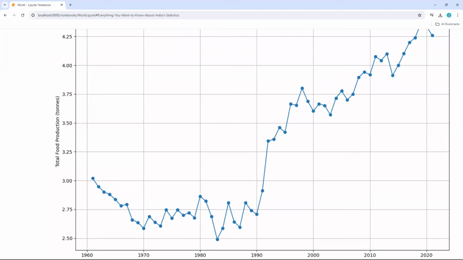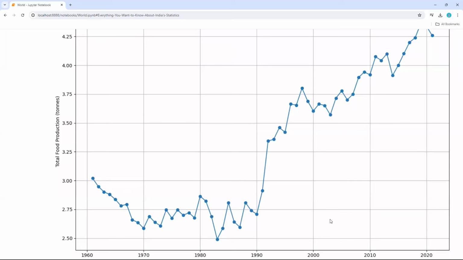Then from 1919 onwards, you can see an uptrend. There are some policies coming from the Indian government. That is the reason why food production has been increased from 1990. You can see from 1990 to 2000, within 10 years, the production has almost doubled, or increased by 50%. From 2.75 to 3.75, it has been increased 50%.